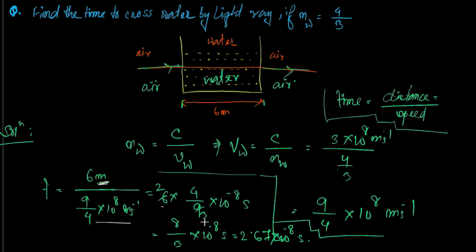3 2 times and 3 3 times, that is going to be 4 into 2 8 and 3. Again, if you further solve it, we are going to get 2.67 into 10 to the power minus 8 second. So this is that time, right? This is the 2.67 and this is the answer. Okay, this is solving of this answer.